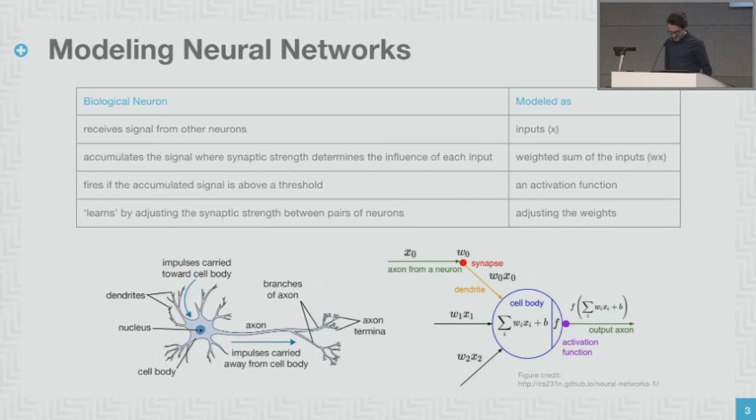To model a neural network, we can start with modeling a single neuron. Here's a figure that depicts a biological neuron and how it's modeled in a computational model. The biological neuron receives a signal from other neurons, as you can see in this figure.